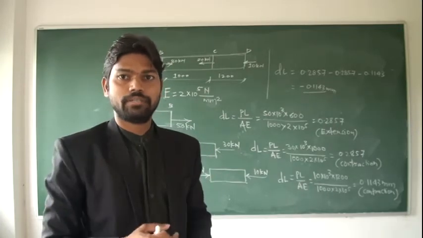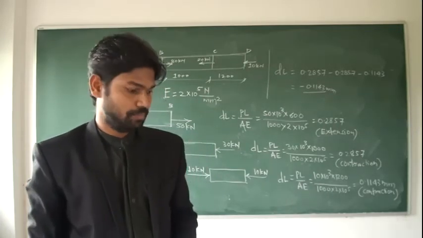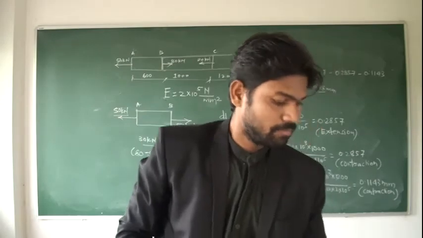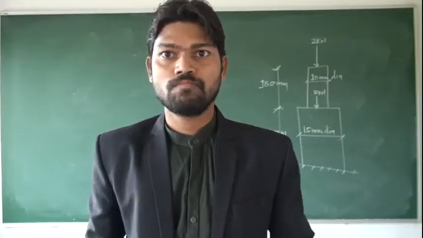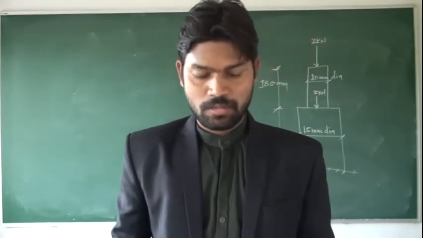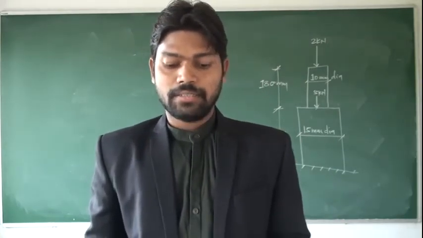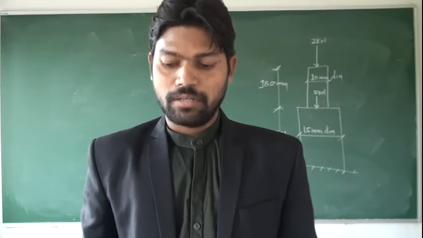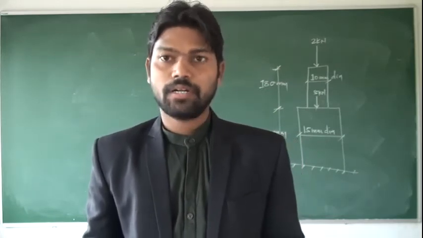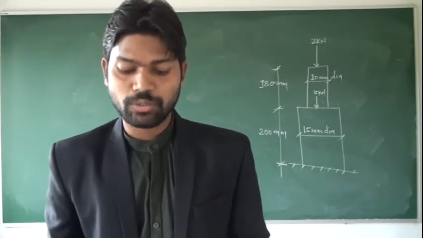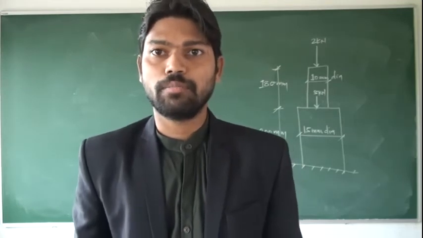So we'll solve one more example. I will draw this sketch and then I will read the numerical for you. Find the decrease in length of the rod loaded as shown in the figure. Take E equal to 2 into 10 raised to 5 Newton per mm square.